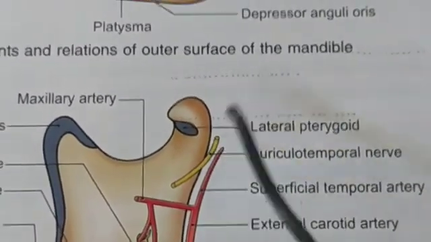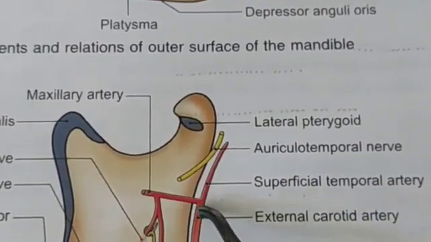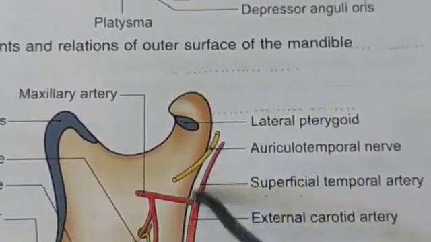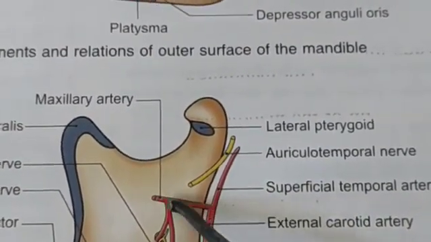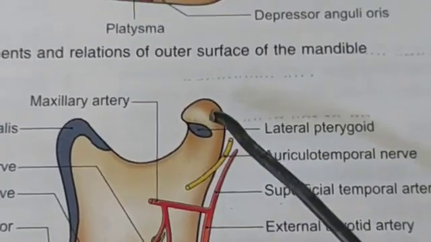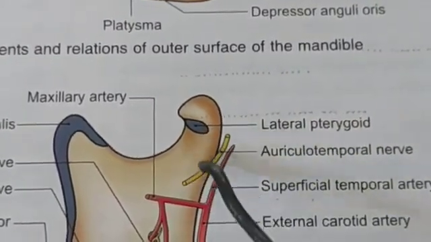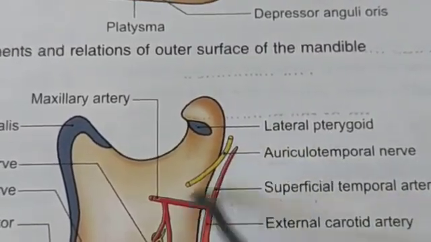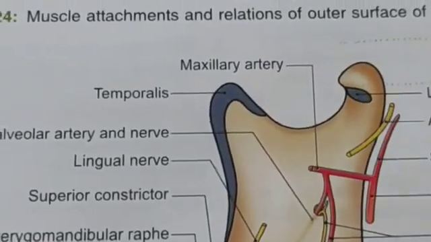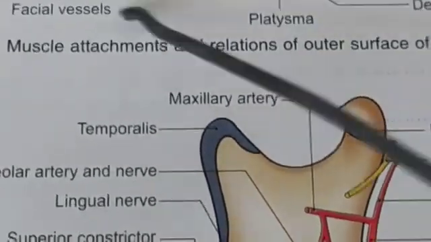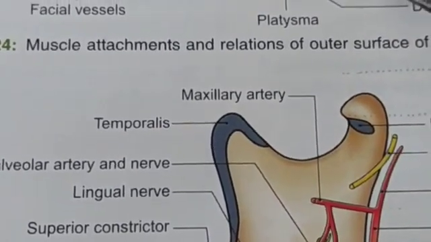Okay, then this posterior border of the ramus of the mandible is related with the external carotid artery and superficial temporal artery, and again it gives one branch, that is the maxillary artery. Then below this condyloid process and below this neck, it is related with the auriculotemporal nerve. Okay, then the deep cervical fascia is attached to the whole length of the lower border of the mandible.